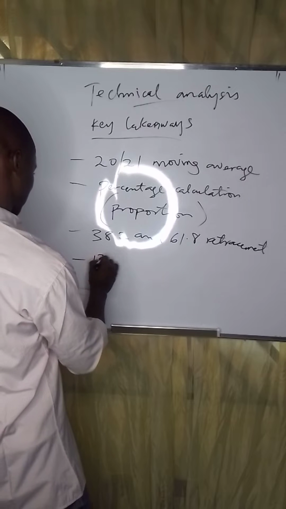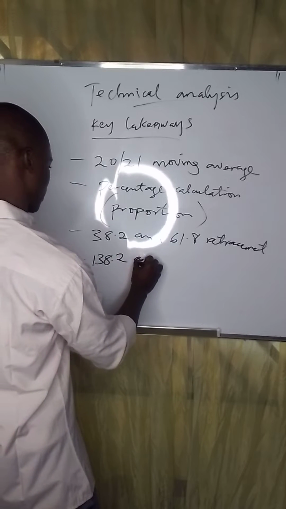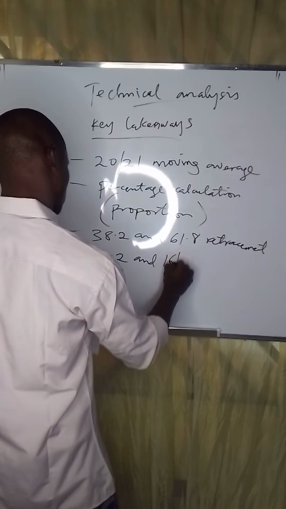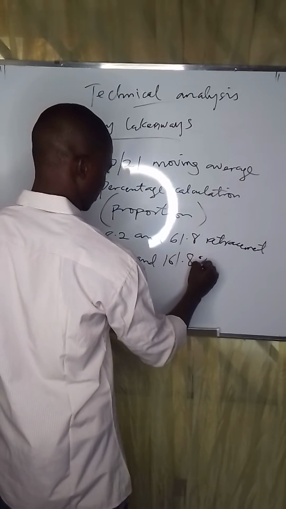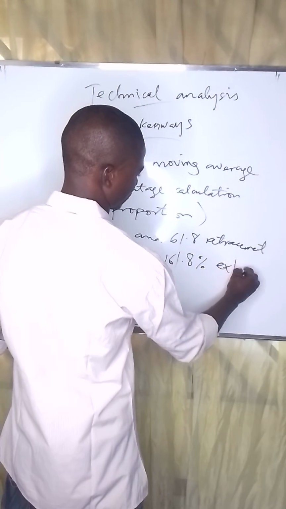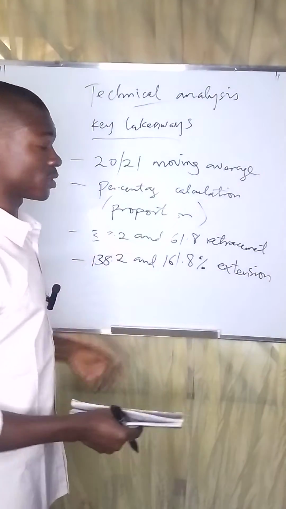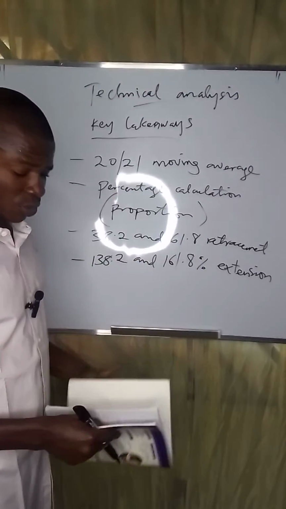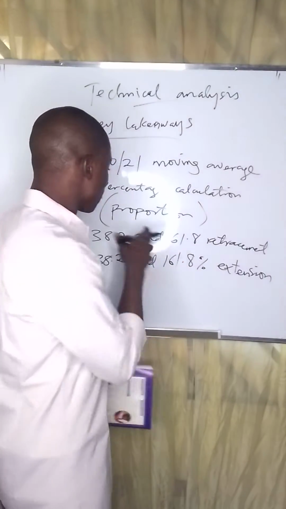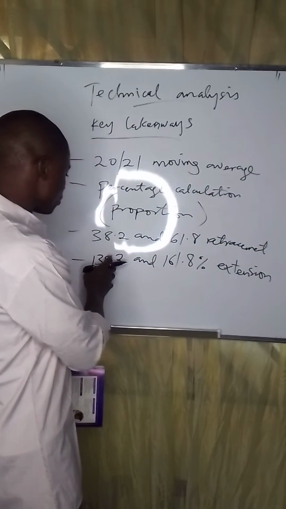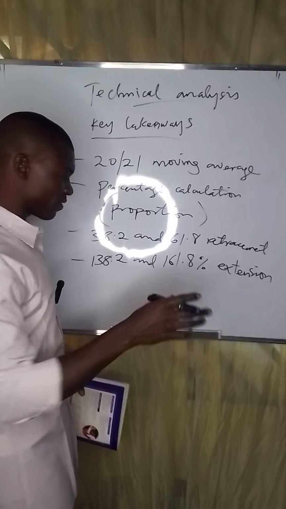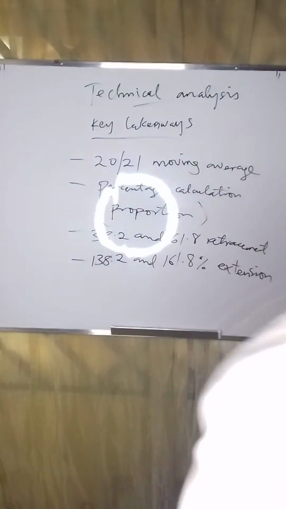Totally 138.2 and 161.8 percentage extension. I won't talk too much about the Fibonacci retracement today. Read about the Fibonacci and understand it. Then we'll use extension. We've never discussed the extension. Let me use this one.